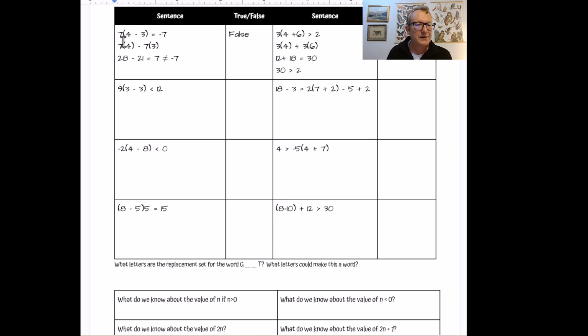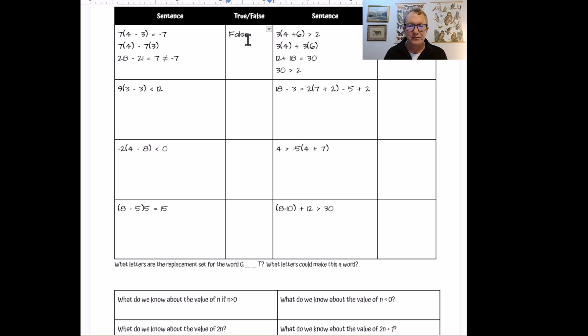Here, they're distributing the 7 to the 4 and 3. So 7 times 4 is 28. 7 times 3 is negative 21. And 7 does not equal negative 7, right? Because 28 minus 21 is 7. And here we asked, does this equal 7? So that's a false statement.